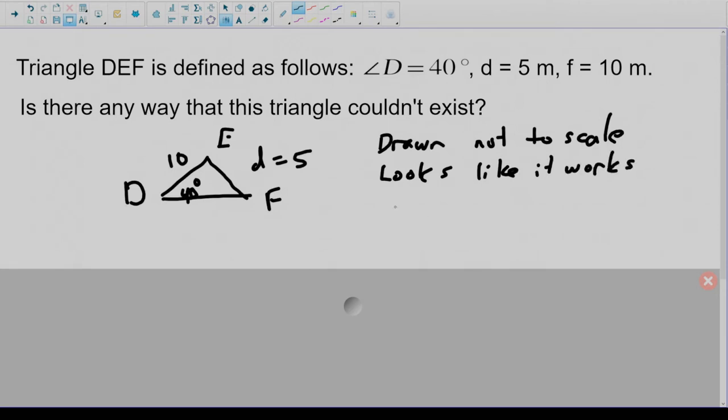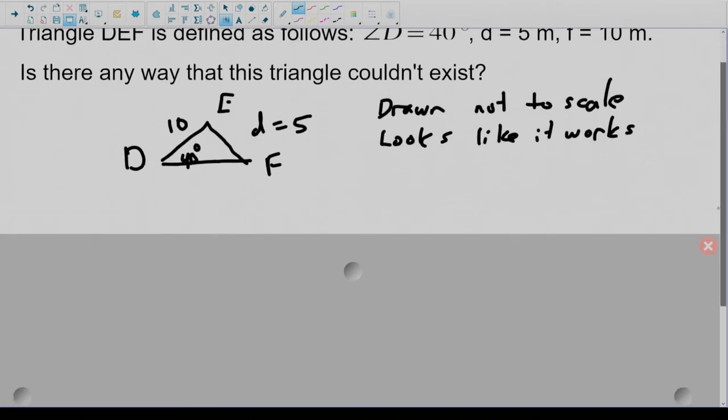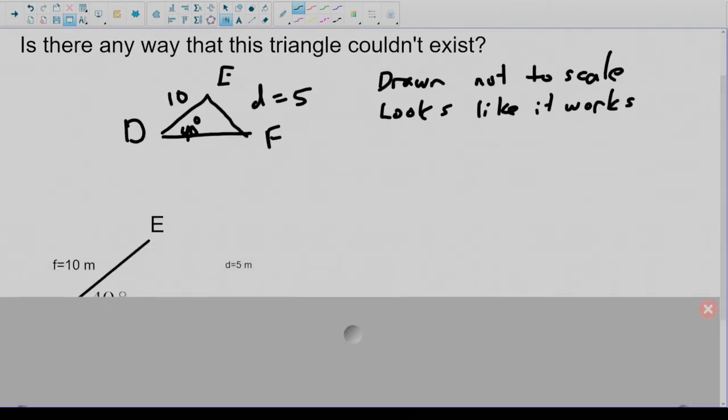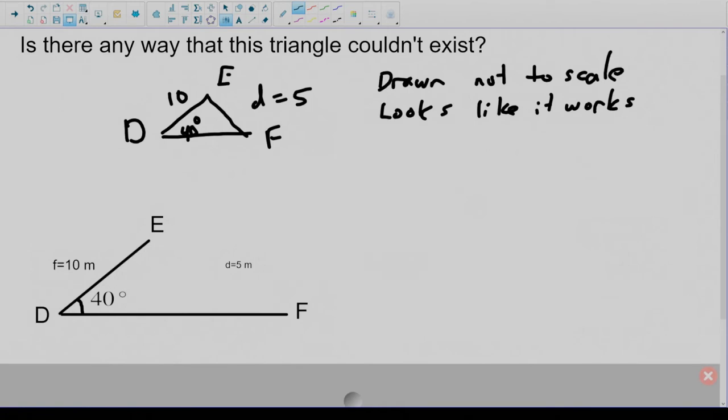But it doesn't. So let me prove that it doesn't. If you look at this picture, which I did draw to scale, now we're still free to take this side length and make it as long as or as short as we need it to be. Okay?